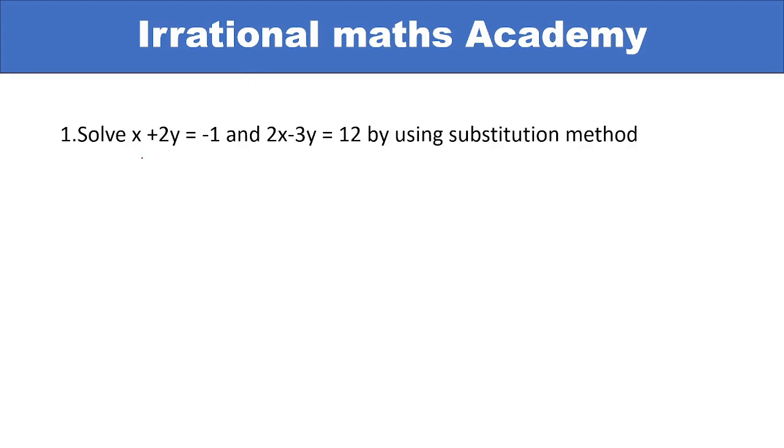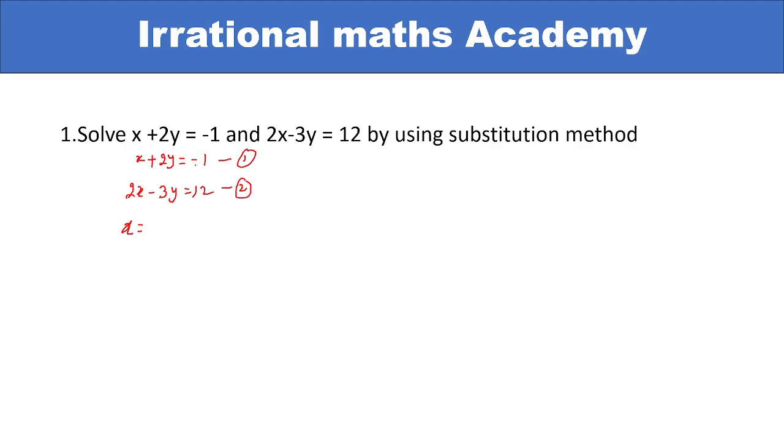First, I'll write down the given equations, that is x plus 2y equal to minus 1 and 2x minus 3y equal to 12. Now I'll take this first equation and write it in terms of x. What do you mean by in terms of x? It means x equal to something.